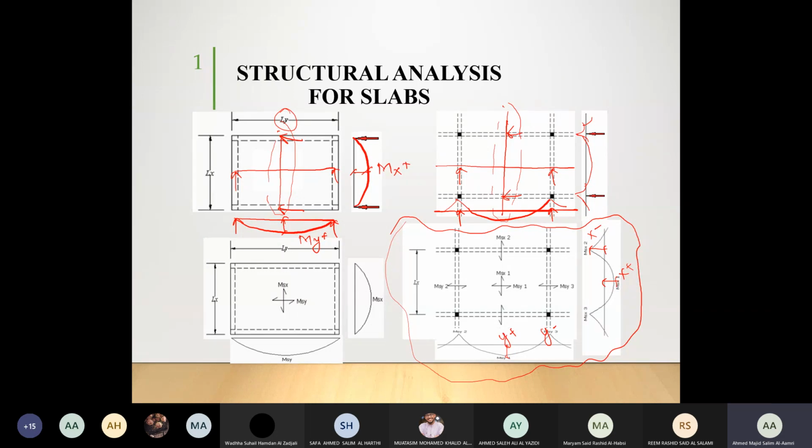If 4 moments, then how many reinforcements? If 4 moments are there, how many reinforcements are there? For each moment, there will be 1 reinforcement, right? Yes. Okay. So now, is it clear for you the difference between one-way and two-way and how to draw the bending moment before we proceed further?